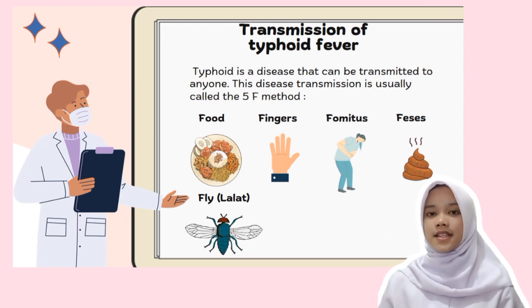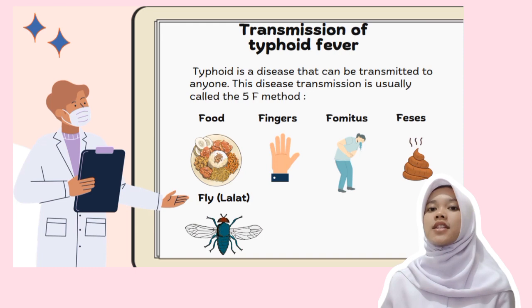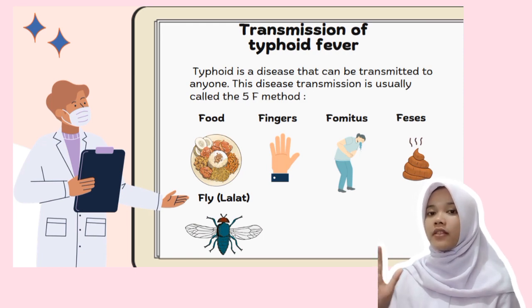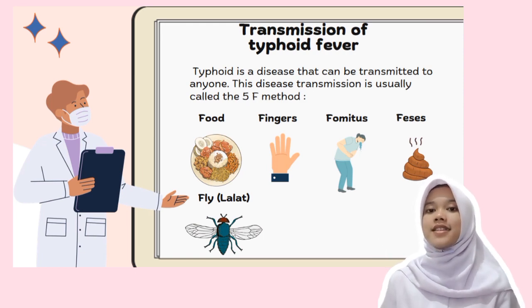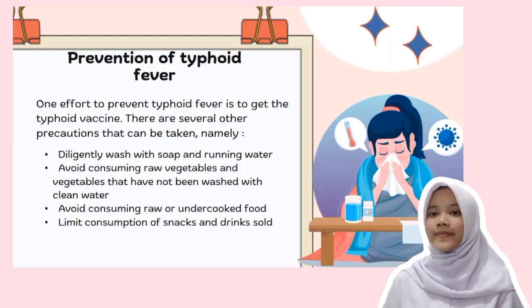4. Feces. The feces of typhoid sufferers can also transmit this disease because the feces contain Salmonella typhi germs. And last, 5. Flies. Flies that land in dirty places can carry bacteria that cause typhoid on their feet, which then land on food, which ultimately causes contamination of typhoid.